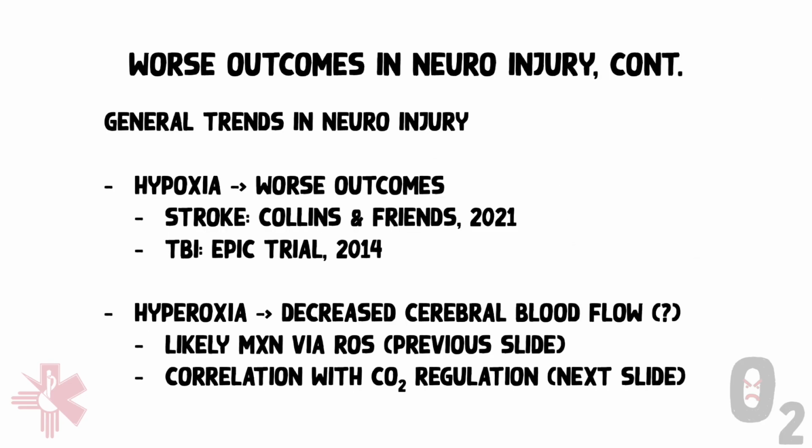So we know that hypoxia results in worse outcomes for patients. There are studies both for stroke and for TBI that demonstrate this fairly clearly. That said, there's also the idea that hyperoxia, so too much oxygen, can result in decreased cerebral blood flow. Now, the mechanism is not super well understood. It could be related to those reactive oxygen species that we just showed. It also could be correlated with vasoconstriction and vasodilation related to CO2, arterial CO2.